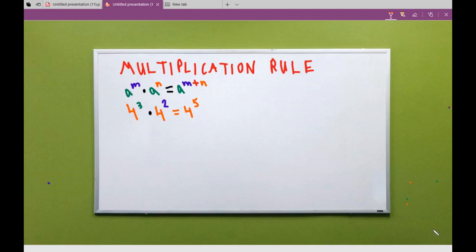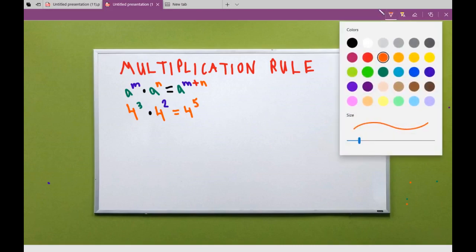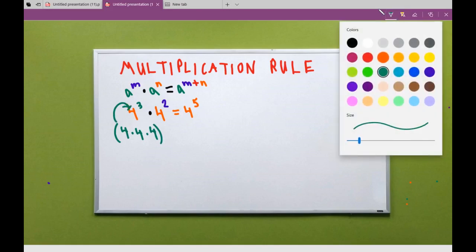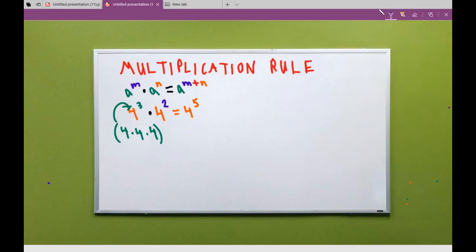But let's visualize this. We can have on one side 4 times 4 times 4, so 4 3 times like we have up here. And on the other side, we can have 4 times 4. We have 5 4s, and that matches the number we have right here. So that proves to multiply two powers, we're just going to add their exponents together to get our answer.